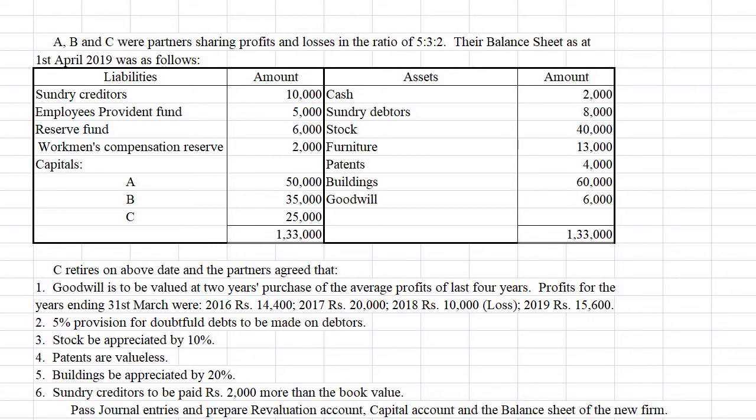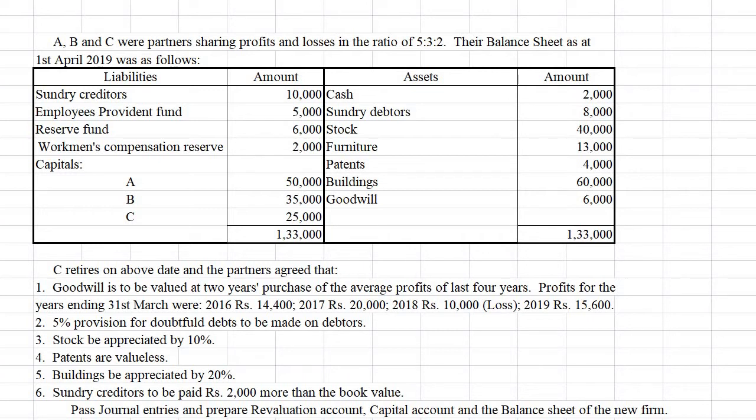Goodwill is to be valued at 2 years purchase of the average profit of the last 4 years. Profits for the last 4 years ending 31st March were: 2016, 14,400; 2017, 20,000; 2018, there was a loss of 10,000; and for 2019, 15,600.